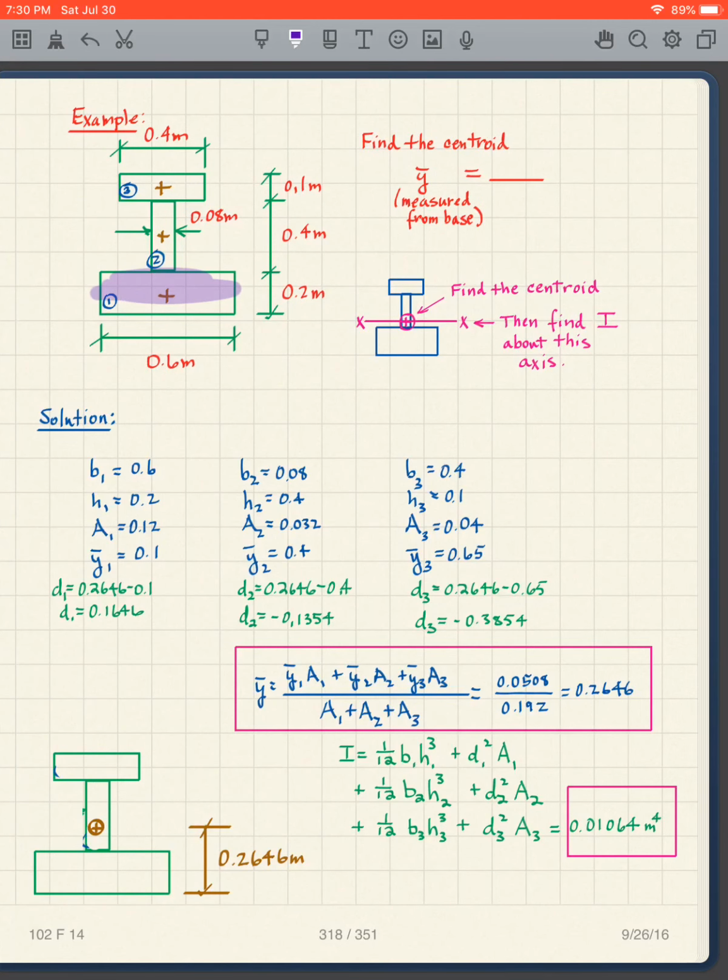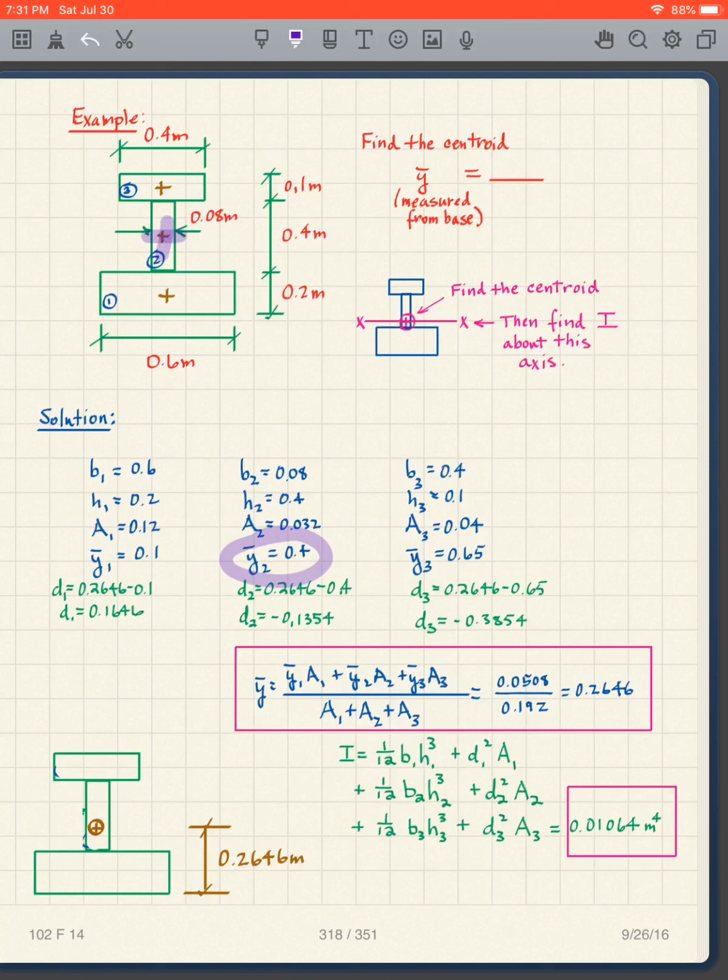Okay, so if I'm looking at this area here, B1 is 0.6, H1 is 0.2. How do I get A1? A1 equals B1 times H1. So very straightforward. Then we go to area 2, and there's area 2 right here. I've got the B2, H2, and then the A2 for that is B2 times H2. So I know that my B2 is 0.08, the H2 is 0.4. I multiply these two out, and I get A2 is 0.032.